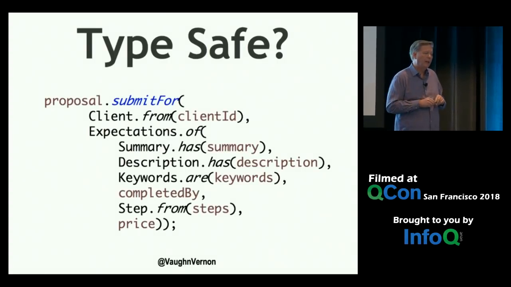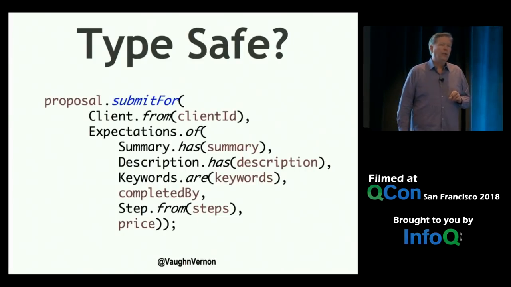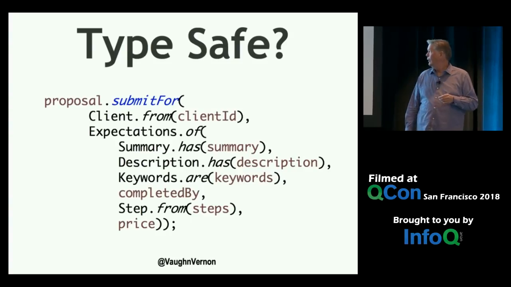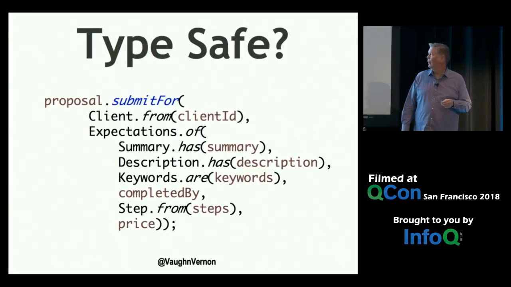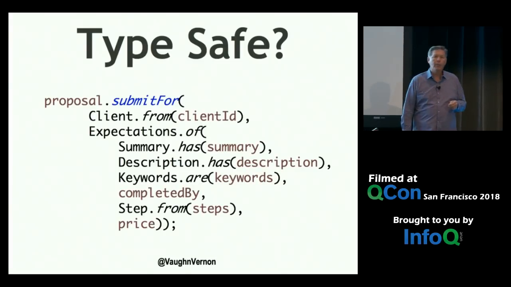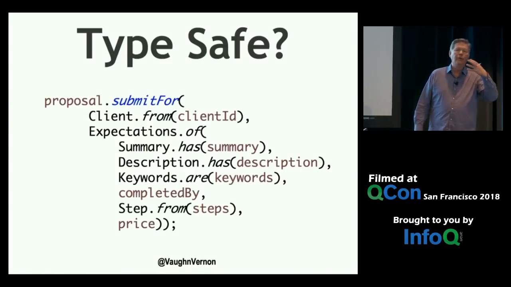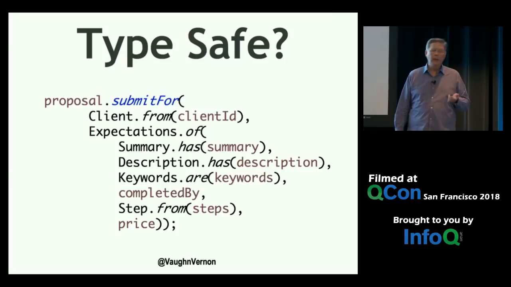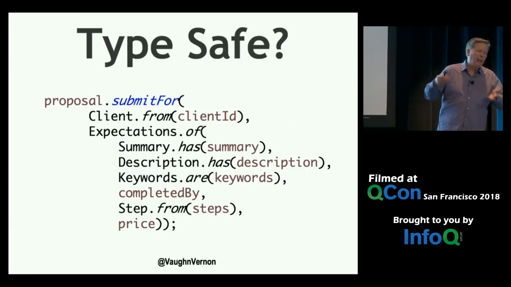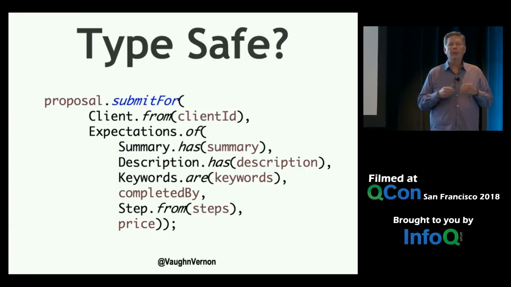Type safe? Well, I think this is type safe. So we're going to use this proposal to submit for a client from a client ID, and it has the expectations of summary, description, keywords, completed by, steps, and a price. So not only is this fluent and expressive, but it's type safe. And what we're leveraging here are what are called value objects to express our ubiquitous language of domain-driven design, but also even at the creational point of view, we're doing that very fluently. And it's type safe at every single attribute. So a summary has a specific type.